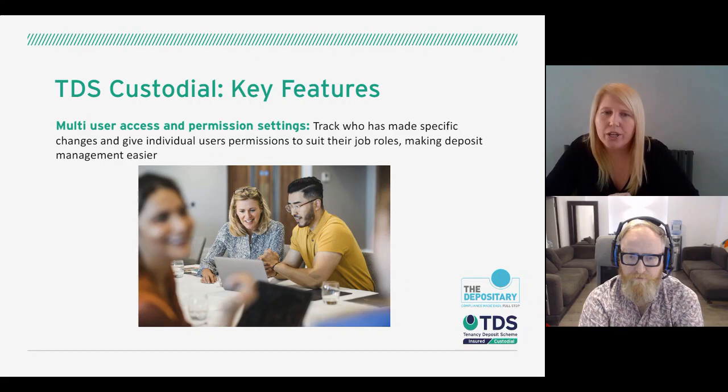So this is really quite unique to TDS Custodial. You can set up as many colleagues as you need under the TDS Custodial membership that you have. You can have them at head office level, which then allows them to see all sites, all branches within that membership. Or alternatively, you can set people up at branch level, allowing them to see what they need to see. Within that, there are different layers of permissions that you can have. So if you have colleagues who perhaps need to see something but not do anything, you can set them up as view only.